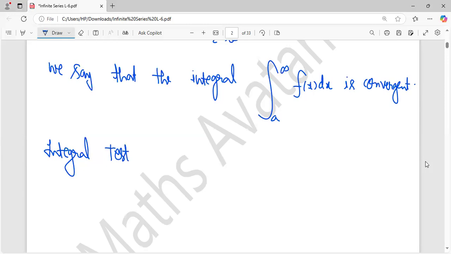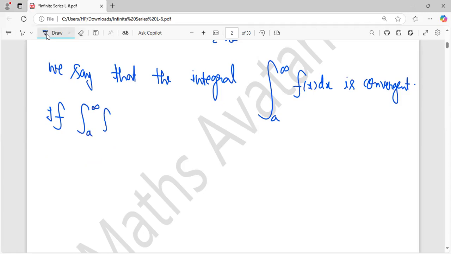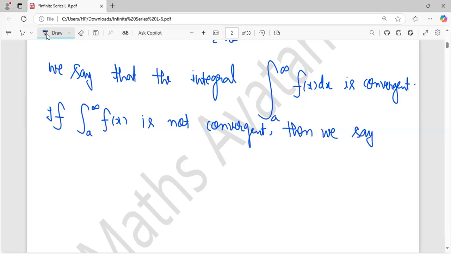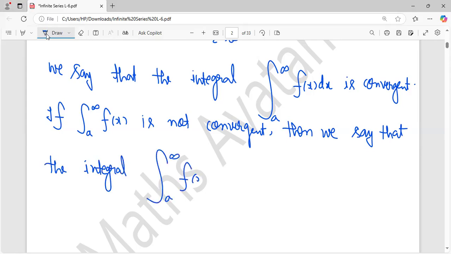Integral test. If a to infinity f(x) dx is not convergent, then we say that the integral a to infinity f(x) dx is divergent. Okay. So we will see now the integral test.